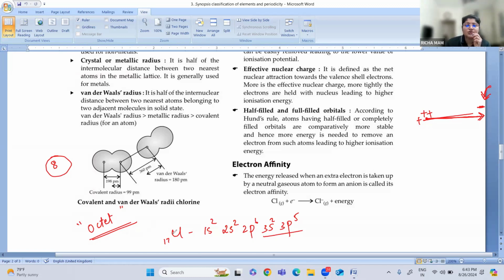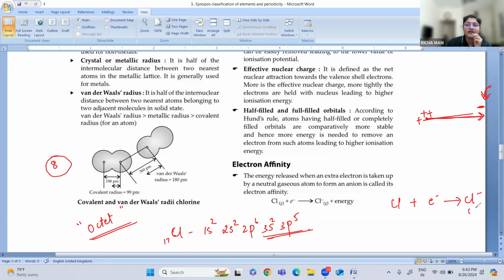Okay, we know this. Now chlorine has atomic number 17. When we write the electronic configuration, it is 1s2, 2s2, 2p6, 3s2, and 3p5. So it requires one extra electron to be more stable. So what will chlorine do? Chlorine will accept one electron and it becomes Cl minus.